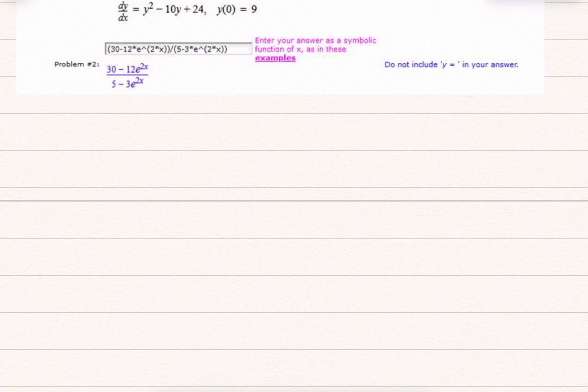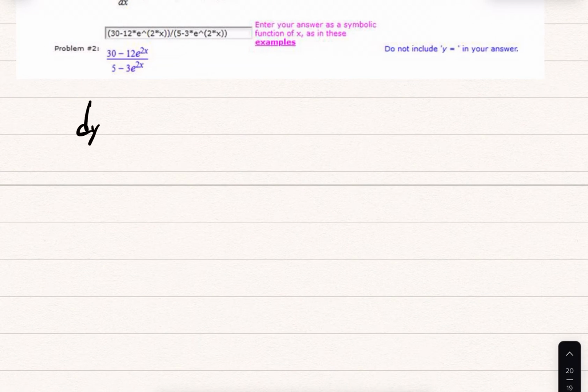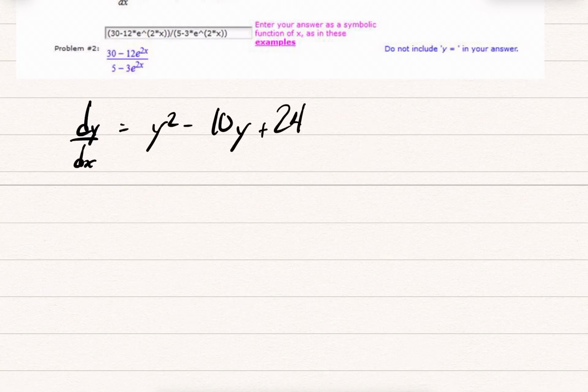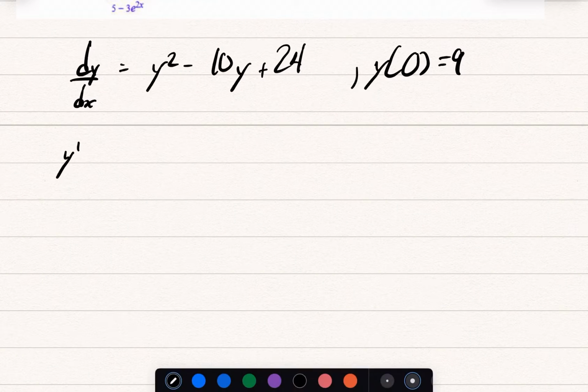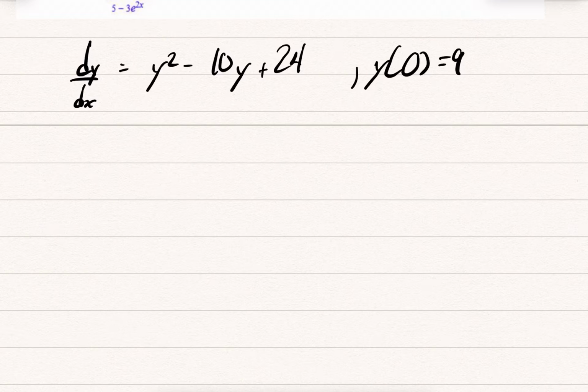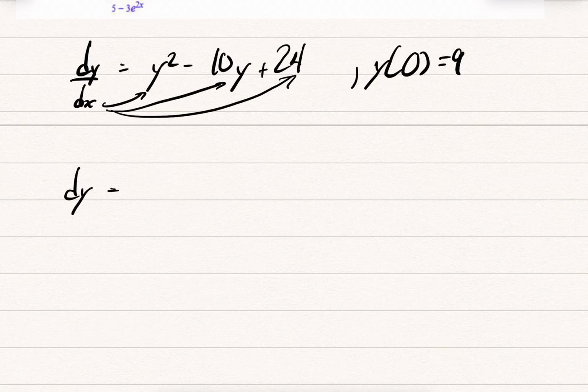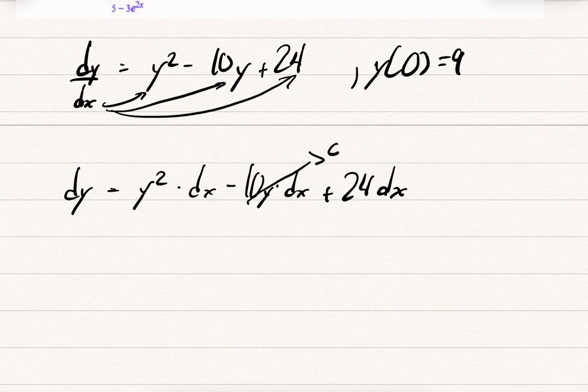One thing I had some incentive to do when I started this question, and don't do what I'm about to show you. Please do not do this, okay? I thought, okay, I've got dy by dx, or y prime, on this side, so why don't I just try multiplying this dx up? Why not? Because then I'd get dy here, and then y squared times dx minus 10y times dx plus 24 dx.